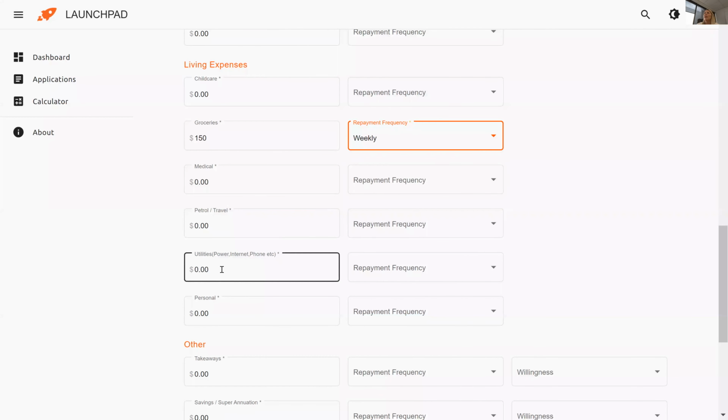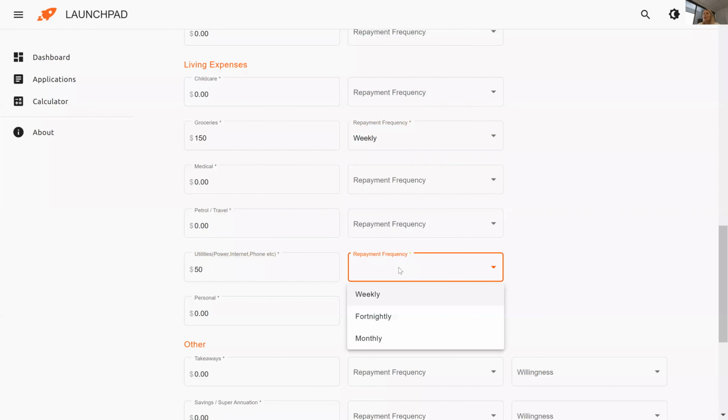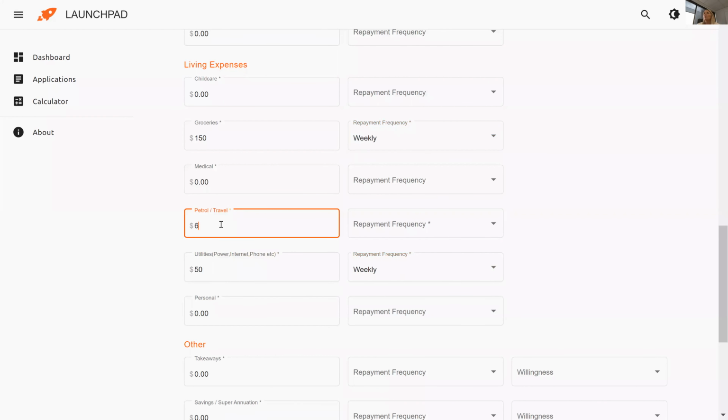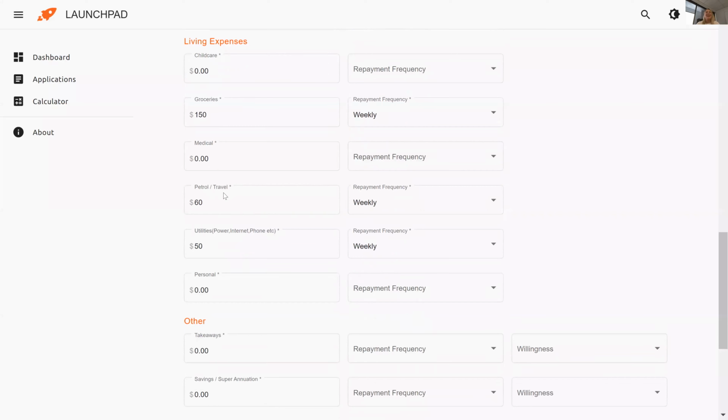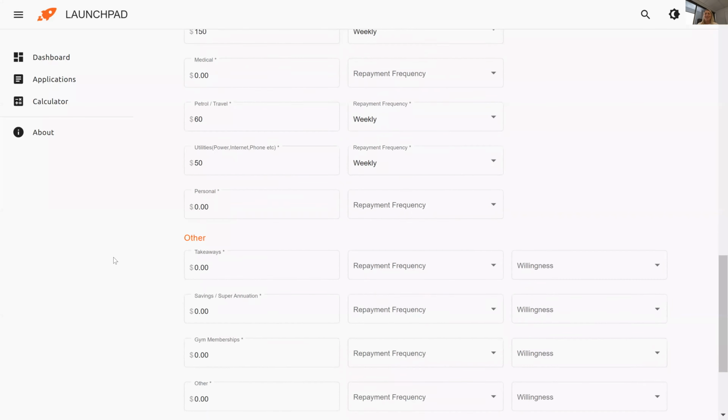Groceries, all your standard living expenses, pop in what they think they might spend here. Utilities, what's that? Petrol's gone up, hasn't it? Jesus, it's very expensive. It's not going to be $60 anymore. It's 100.